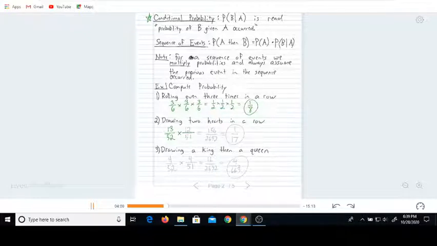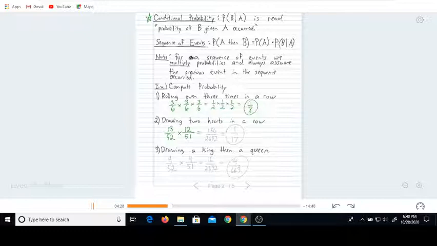Whenever you're doing a sequence of events, you always assume the previous event occurred. So pretend you got a heart on the first draw. Otherwise, the sequence won't be done. So there are now 51 cards in the deck, because you took one out. And out of those 51 cards, how many left are hearts? Well, that would be 12. There were 13 hearts, but remember, you took one of the hearts in the first draw.